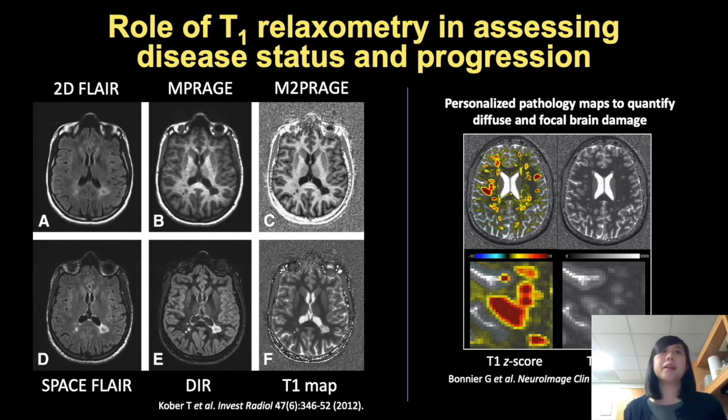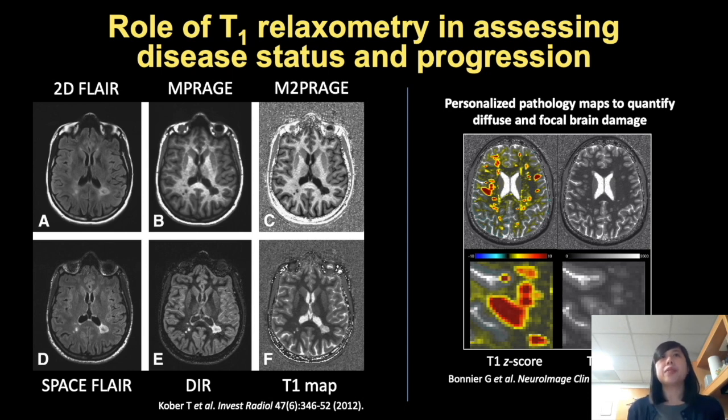So on the panel here on the left, I'm showing representative clinical contrasts that we typically use to detect lesions and tissue loss over time in diagnostic imaging. So FLAIR, 2D FLAIR, and the 3D SPACE FLAIR images are very helpful for identifying white matter lesions. Cortical volume can be assessed very well through T1 weighted imaging, such as the MP-RAGE sequence. And more recently, this double inversion recovery sequence allows us to highlight both lesions in the white matter as well as in the gray matter.